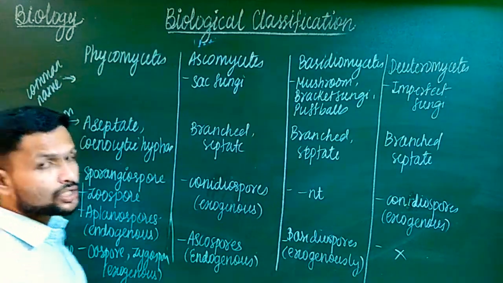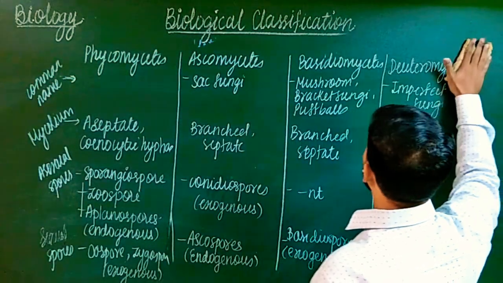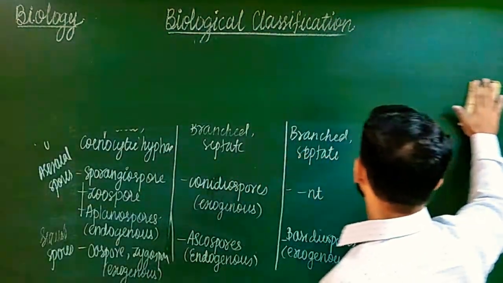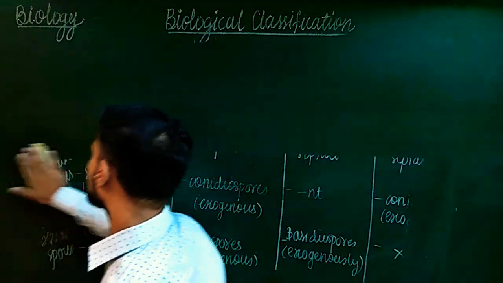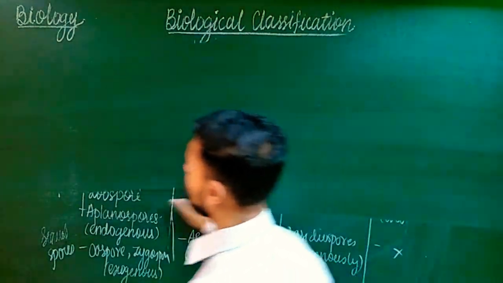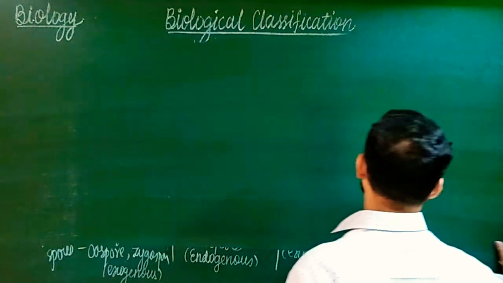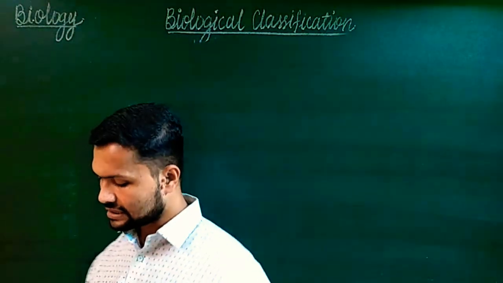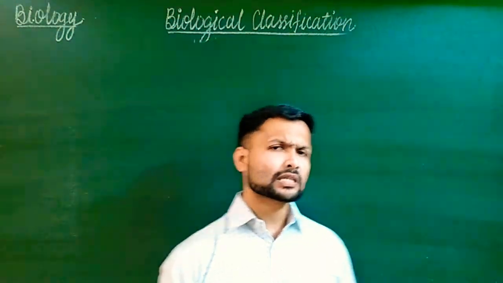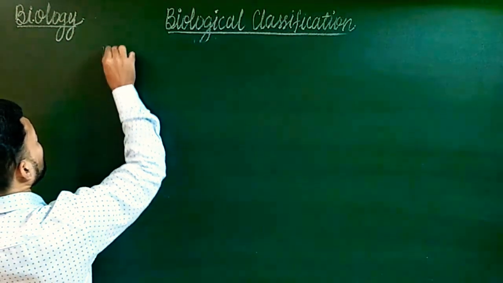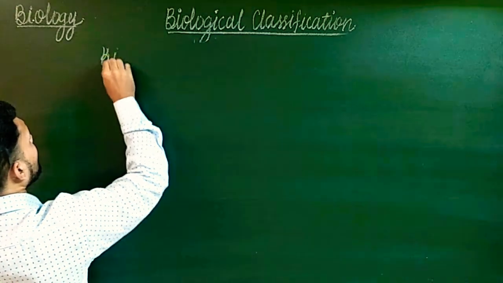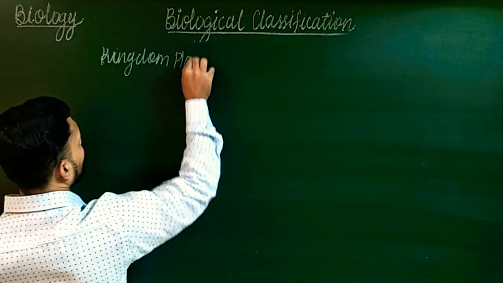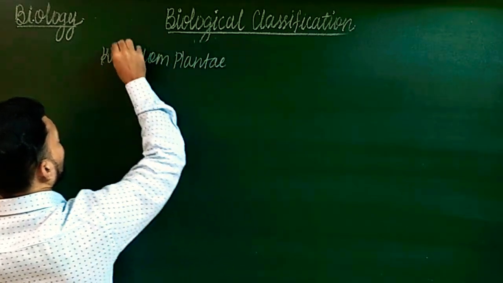So we'll just see the last 2 kingdoms because in this chapter they are not mentioned in such detail, because the next 2 chapters are kingdom Plantae and kingdom Animalia itself. So basically all the details are present in those chapters. So we'll just look around with the kingdom Plantae. We'll just see the 5 characters, the 5 points given by Whittaker.